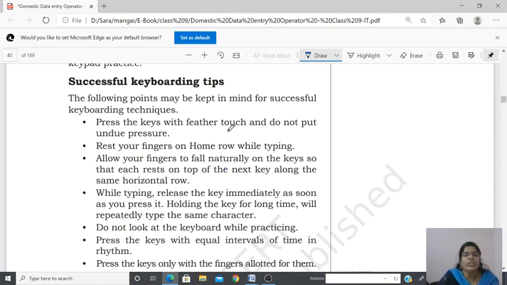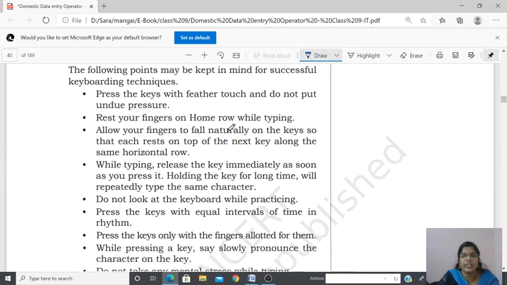Okay, allow your fingers to fall naturally on the keys so that each rests on top of the next key along the same horizontal line. The remaining fingers should also be in a rest position on the same horizontal line, so you have to move your fingers naturally. You're not supposed to take your hand and then put it down like this, so move it naturally.